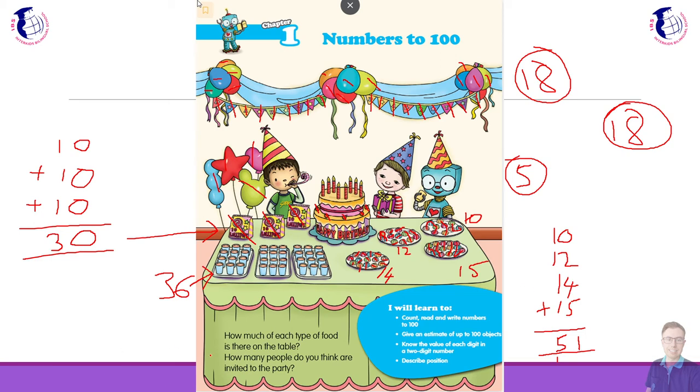And we have another question here. How many people do you think are invited to the party? So there are 2 people there and a robot already. How could you tell how many people were going to be invited to the party?